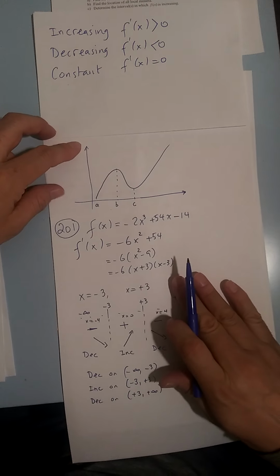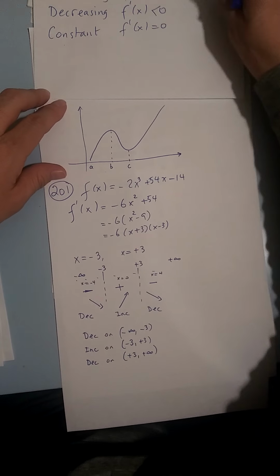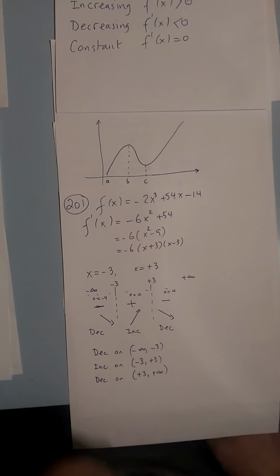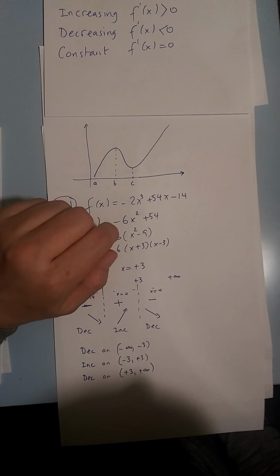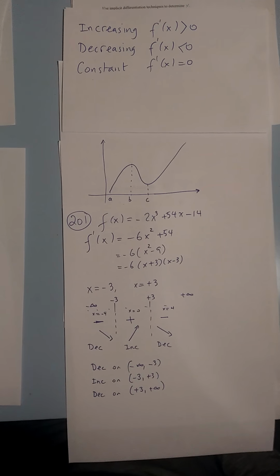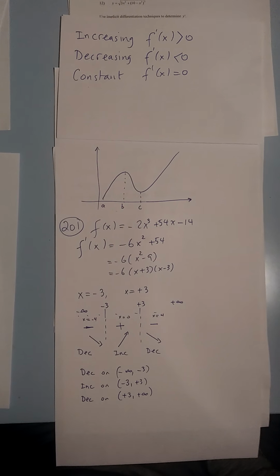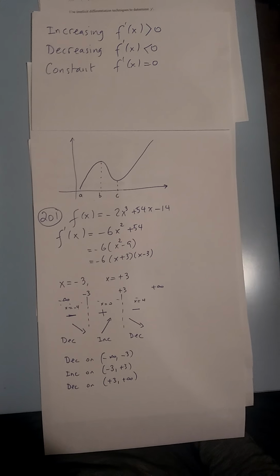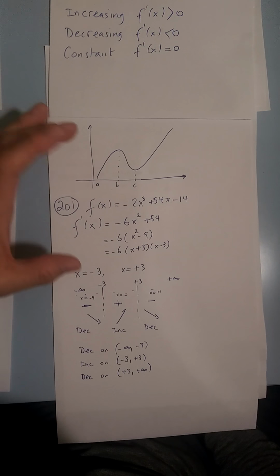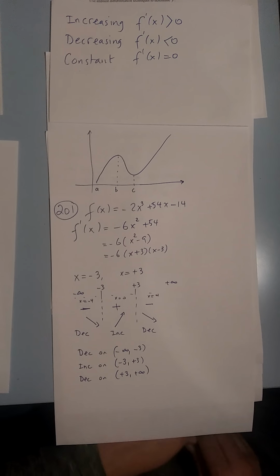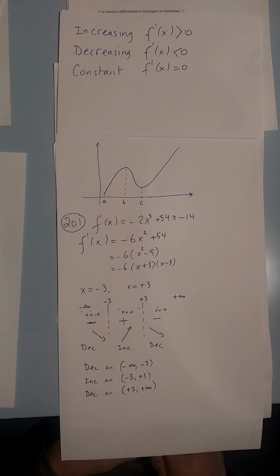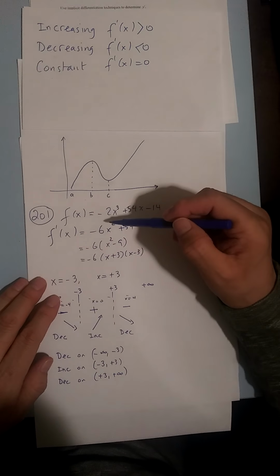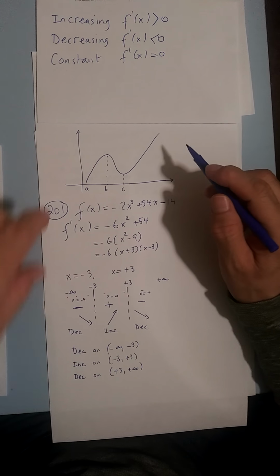Let's do some examples. For example, suppose you have a function like this. f of x equals minus 2x cubed plus 54x minus 14. And they want to know what are the intervals in which the function is increasing and what are the intervals in which the function is decreasing. So we need to find the derivative and figure out where is the derivative positive and where it's negative. The derivative of this function is minus 6x squared plus 54.